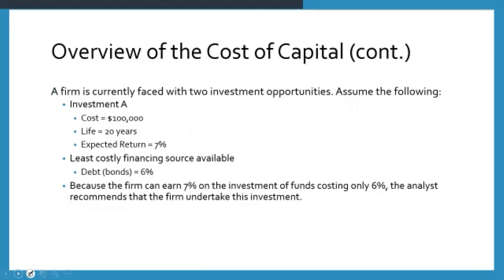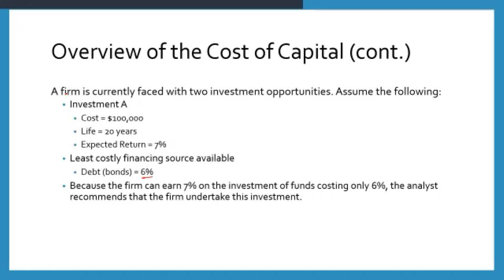Here we have a firm currently faced with two investment opportunities. Assume the following. Investment A, cost is 100,000. That's the cost of the investment. The life is 20 years. An expected return of 7%. The least cost financing source available is debt or bonds, 6%.